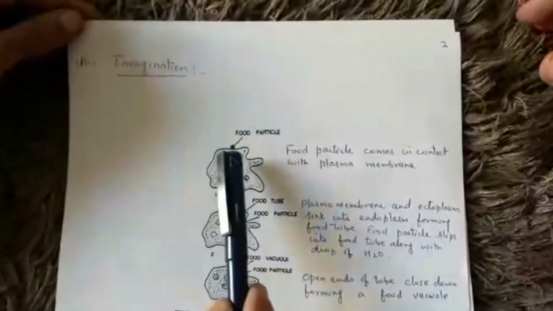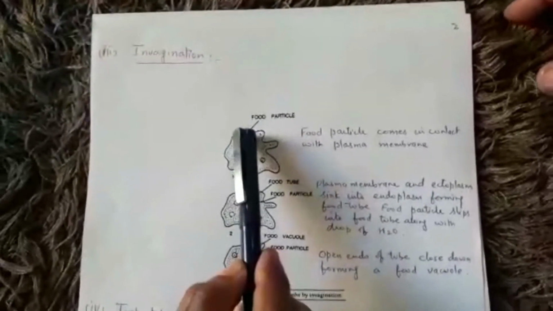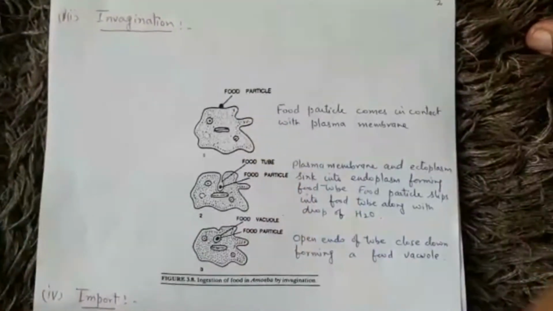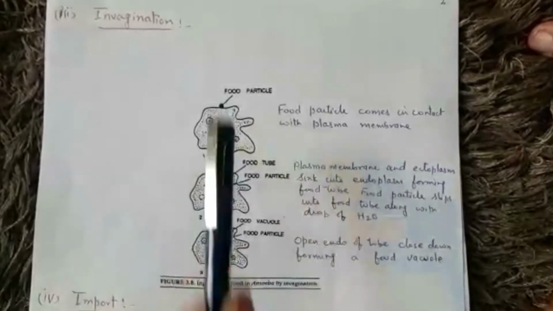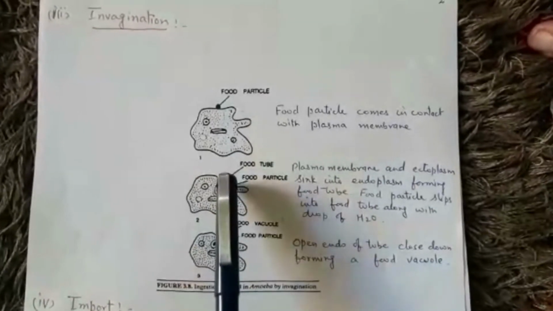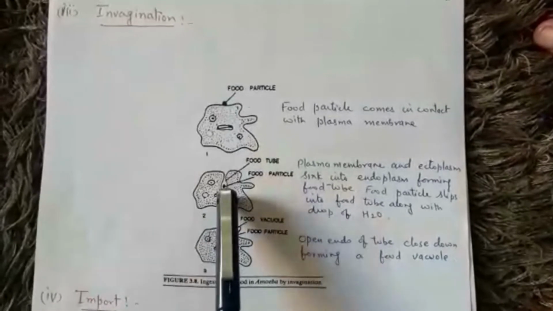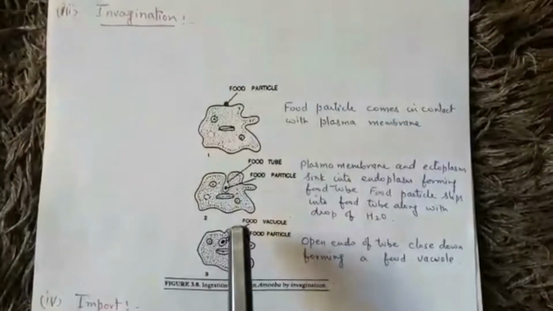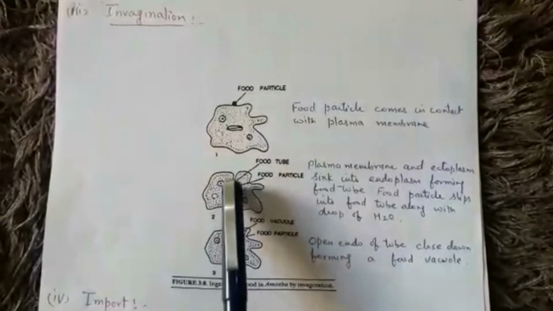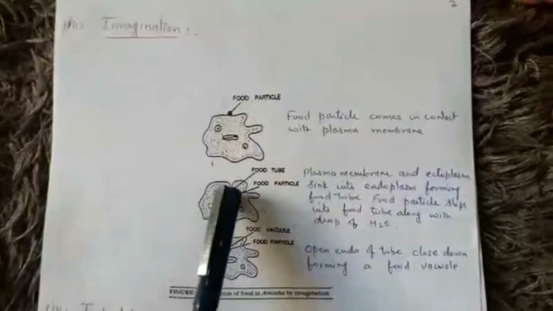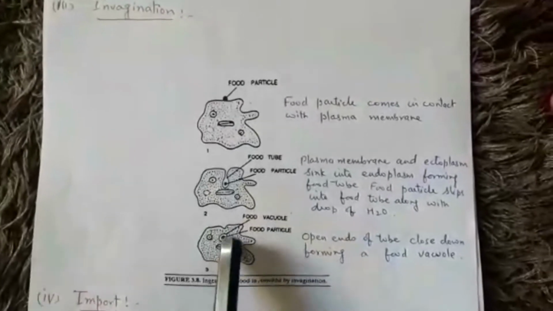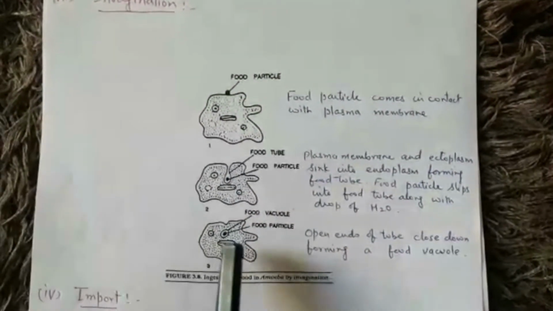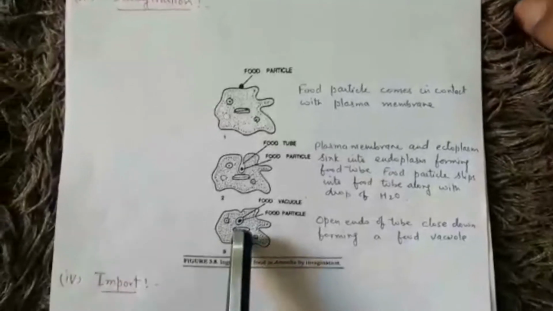Third method is invagination. In invagination, what happens? When a food particle approaches the amoeba and comes in contact with the plasma membrane of amoeba, at that point plasma membrane and ectoplasm sink into the endoplasm, resulting in the formation of a food tube. Open ends of the food tube fuse, resulting in the formation of food vacuole. So again food vacuole will contain food plus droplet of water because animal lives in water.